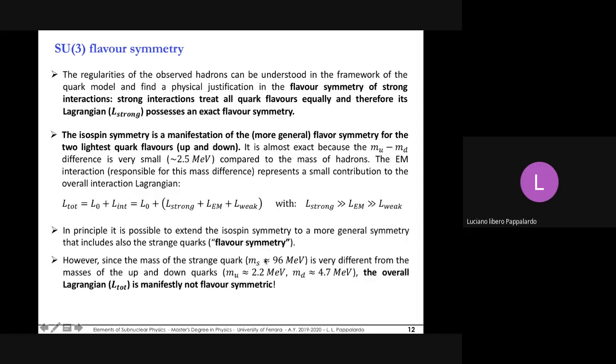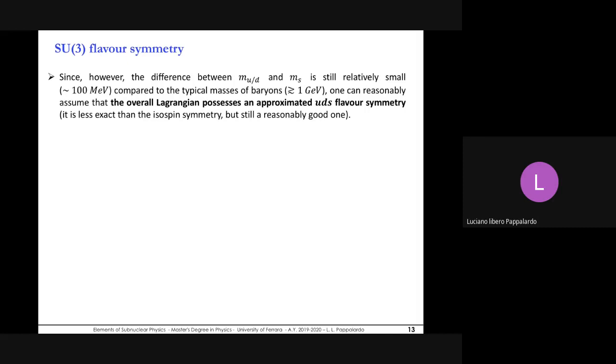The difference is too large to make the same arguments we did for the isospin symmetry. However, if you now compare the mass of the up and down and the mass of strange with the typical mass of baryons, which are larger than 1 GeV, then the mass of the strange quark is still reasonably small, and so we can still reasonably assume that the overall Lagrangian possesses an approximate up-down-strange flavor symmetry. It is clearly less exact than the isospin symmetry, but still a reasonably good one.